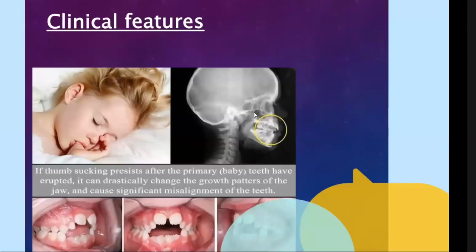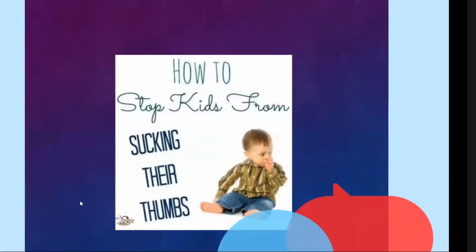You have increased facial height because of the supraeruption of the posterior teeth. You have proclination of the incisors. You can see the retroclination of the incisors and anterior open bite. That is the hallmark of the habit. So how do we stop the habit?